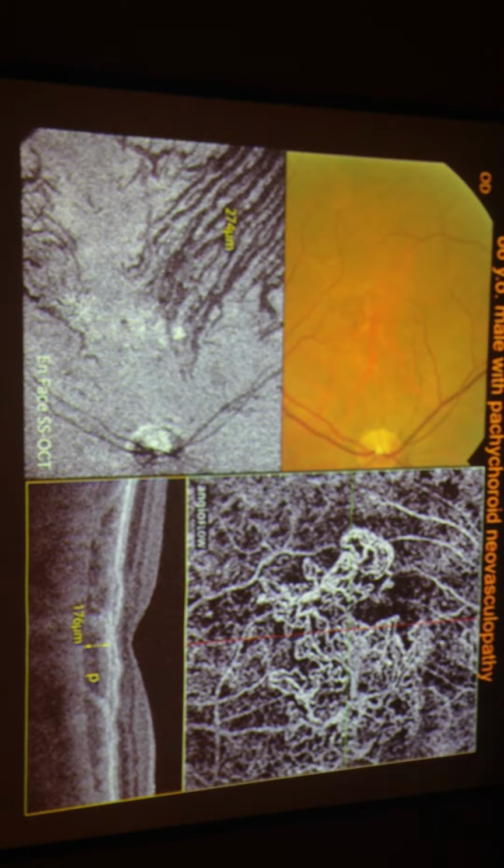So this is an 86-year-old male with pachychoroid neovasculopathy. You can see the RPE changes here, and you can do an en face OCT to see that the pachyvessels actually come towards the subfoveal area, which is where you can see the area of the type 1 neovascularization. And on OCTA, you see the tangled network.